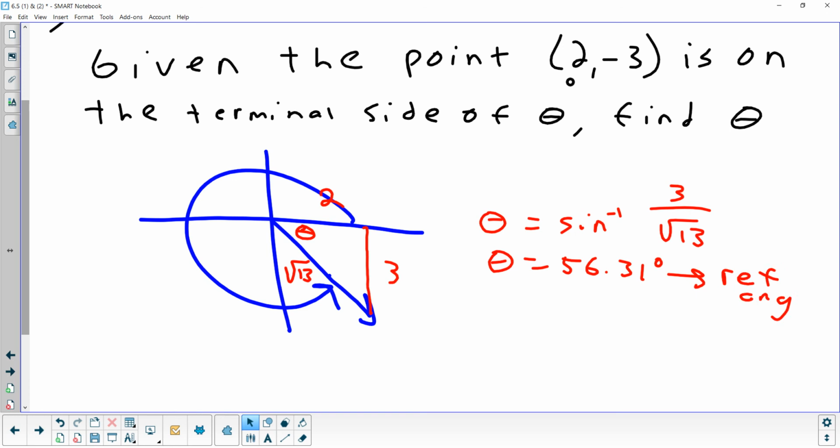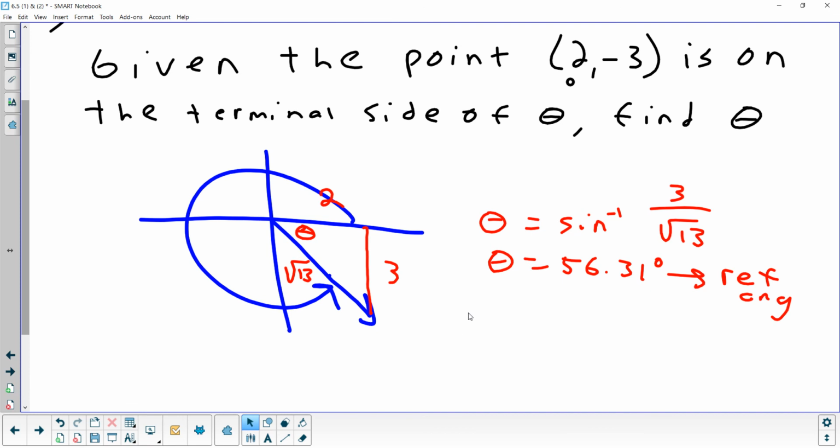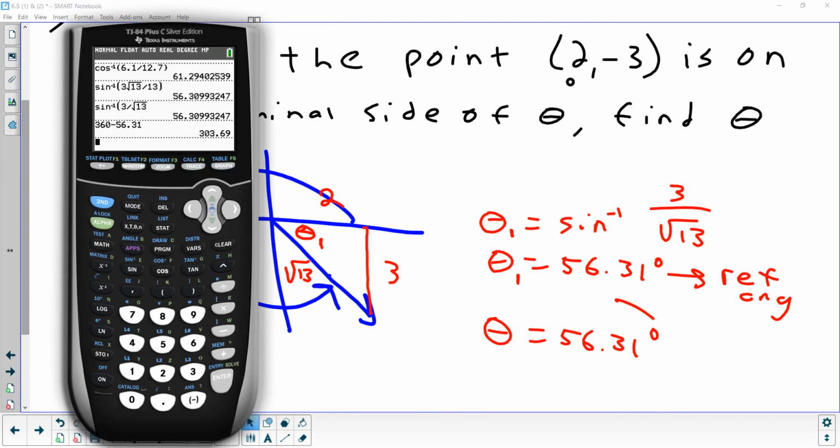What do I do with that reference angle to find the big angle? Yep, from 360. Subtract it from 360. So 360 minus my reference angle gives me 303.69. So I'm just going to put that as my answer. I'll call my reference angle theta 1, and then I'll call the actual answer to the problem theta. So 303.69.